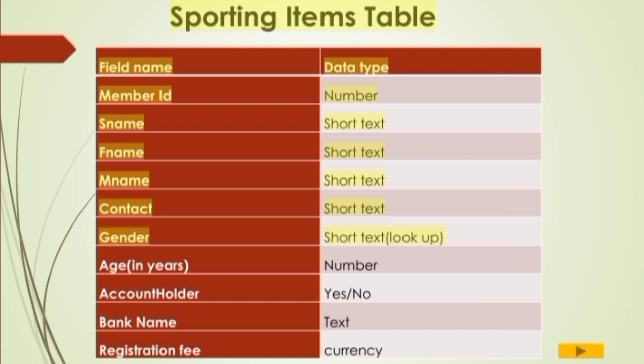Members table. Field name, data type. Member ID, number. SNAME, short text. FNAME, short text. MNAME, short text. Contact, short text. Gender, short text lookup. Age in years, number. Account holder, yes/no. Bank name, text. Registration fee, currency.